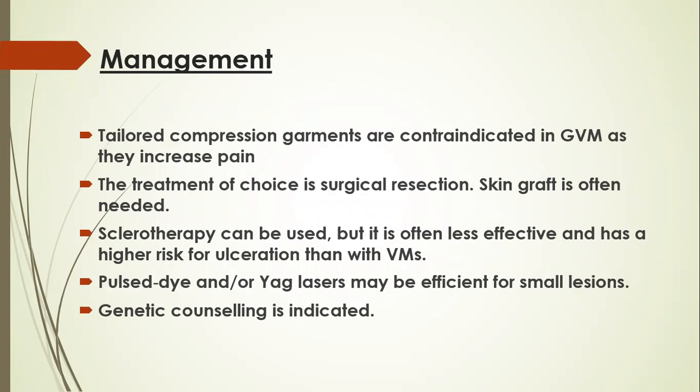Management. Tailored compression garments are contraindicated in GVM as they increase pain. So the treatment of choice is surgical resection, and sometimes skin grafting is required. Sclerotherapy can be used, but it is less effective than in other cases and has a higher risk of ulceration than the venous malformation. Pulse dye and YAG laser may be efficient for smaller lesions, but not for larger lesions. Genetic counseling is indicated.